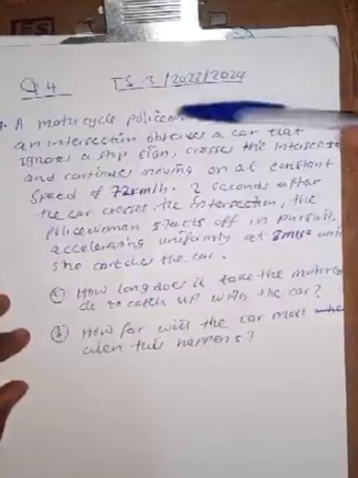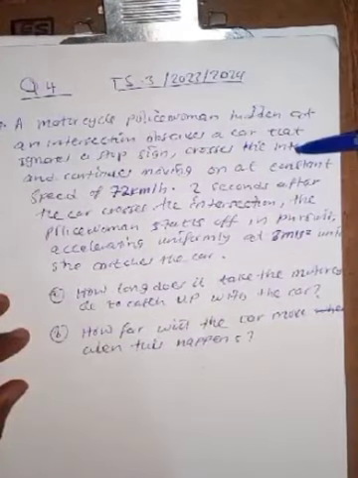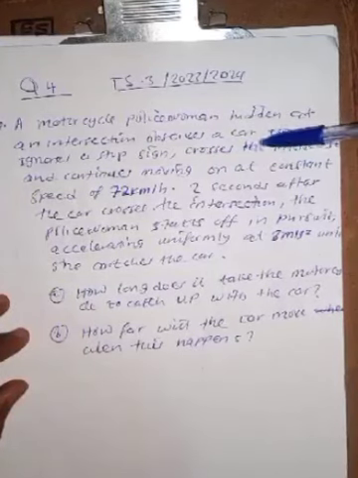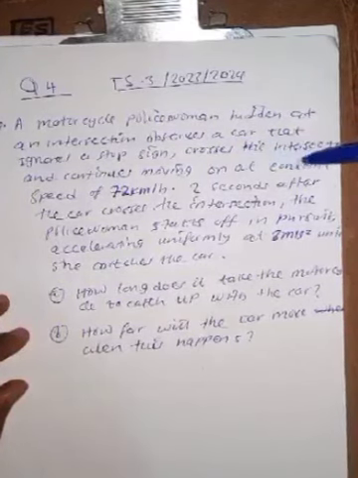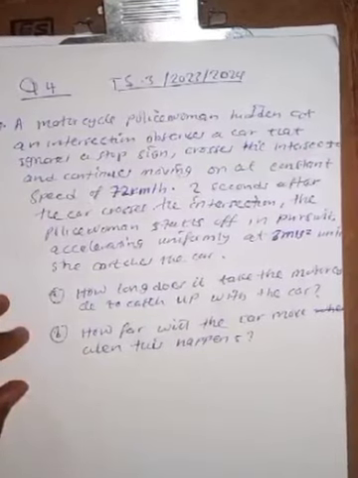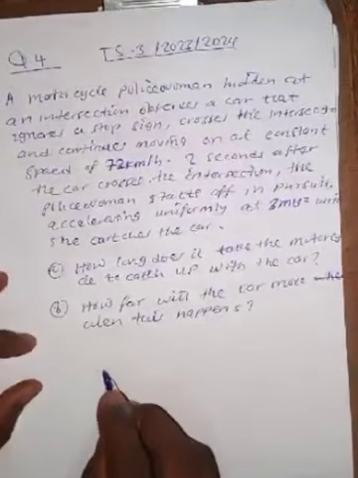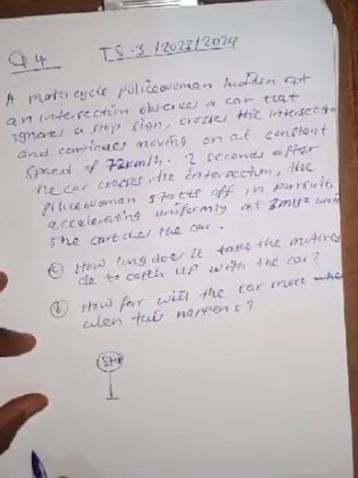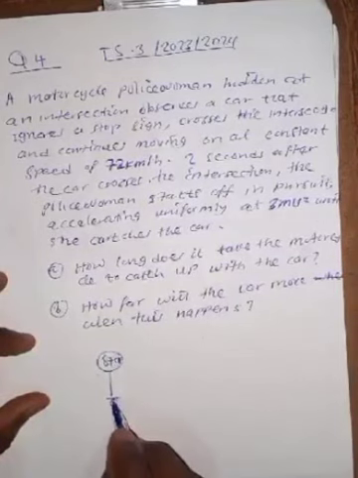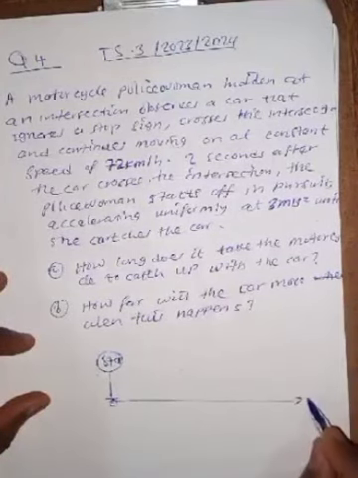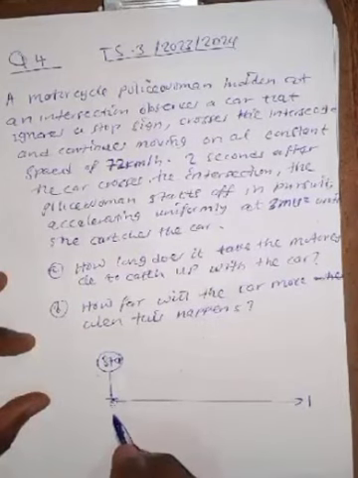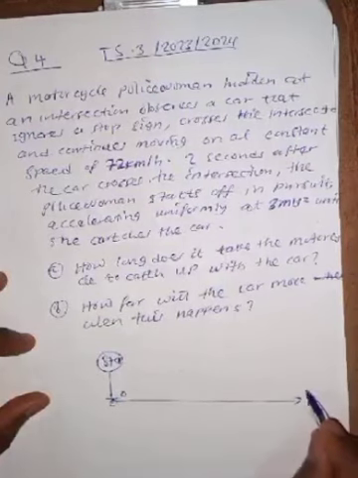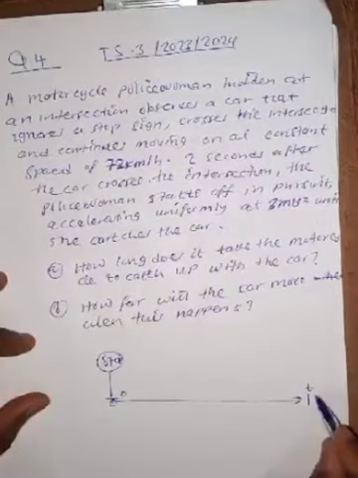A motorcycle policewoman hidden at an intersection observes a car that ignores a stop sign, crosses the intersection and continues moving at a constant speed of 72 kilometers per hour. So let me try to at least illustrate something here. This is the stop sign. Stop. There. The car actually continues to pass because it reaches at that point. Then the time that this car started off is 0, to the final time as t.